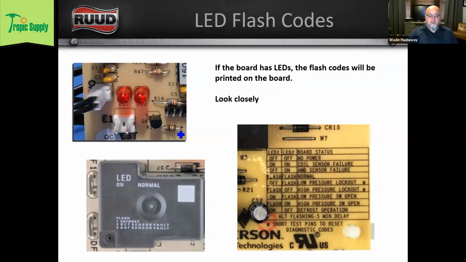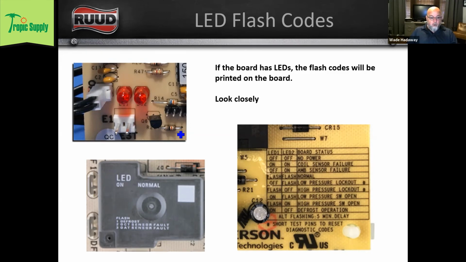So the boards, and depending on which defrost board you have, it might have one LED, it might have two LEDs. But if the defrost board has LEDs on it, there will be flash codes printed on that board. And I took some pictures of them here. You can see one of them, there's a fan relay, and the board that has that particular relay on it only has one LED.